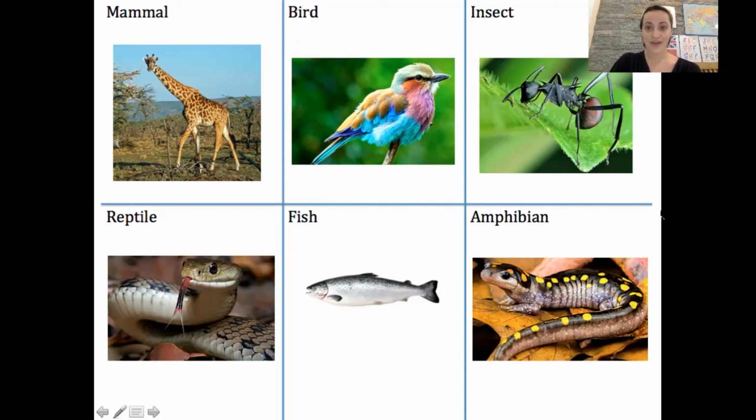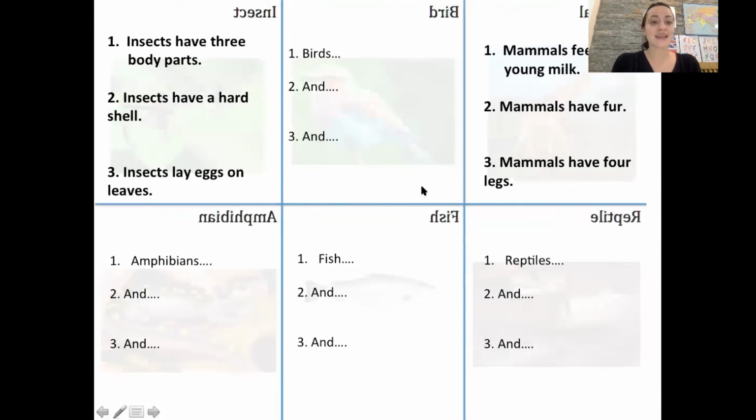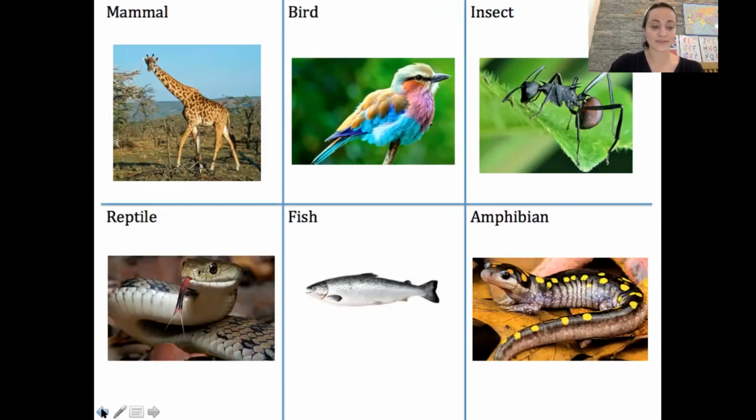The next group of animals I'm going to talk to you about are insects. The insect I drew is an ant. Insects have 3 body parts. Insects have a hard shell, and insects lay eggs on leaves. My insect also has 2 antennae, and here are its 6 legs and its 3 body parts.